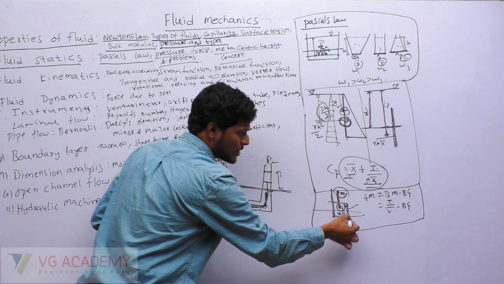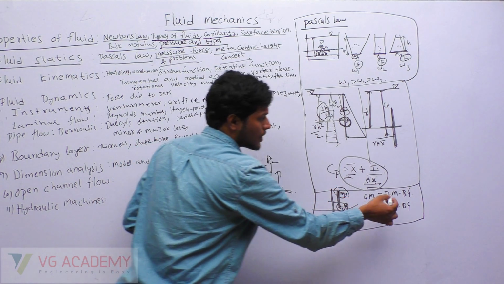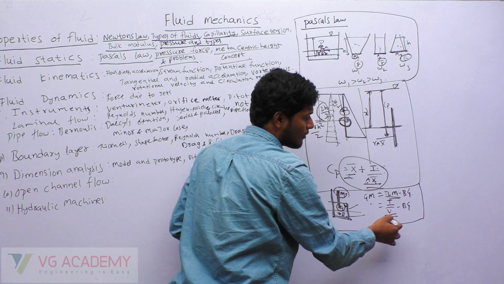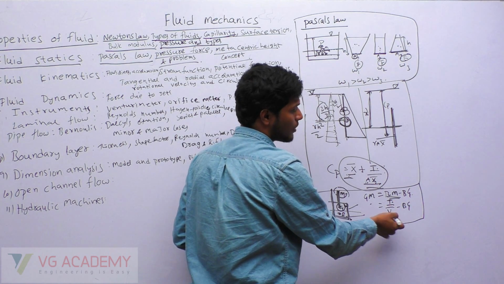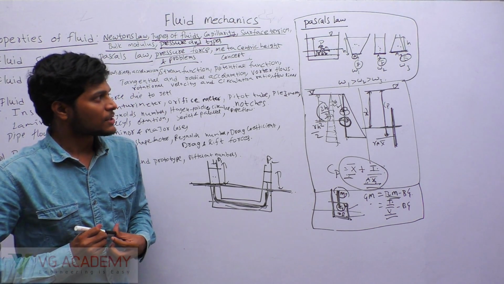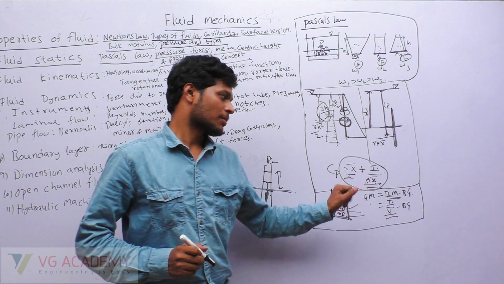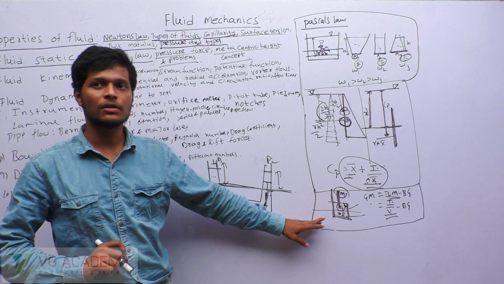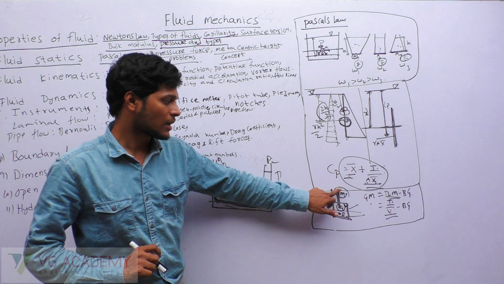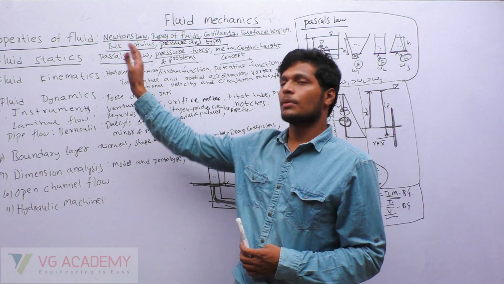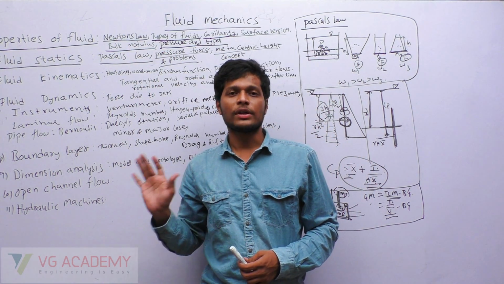So BM minus BG will give you GM. BM minus BG is GM, where BM is given by I divided by V, that is moment of inertia by volume. By substituting that you will get GM. This is metacentric height. Remember that always M should be above G for stability. So this is the order M, G, B. Those are important points you have to remember in fluid statics.